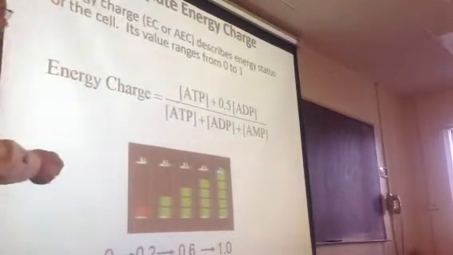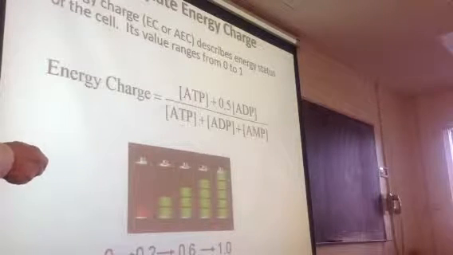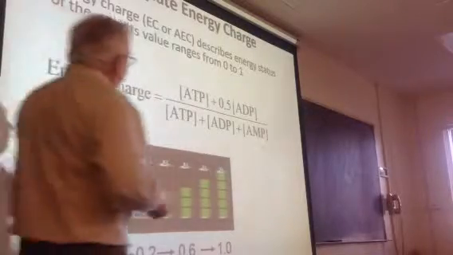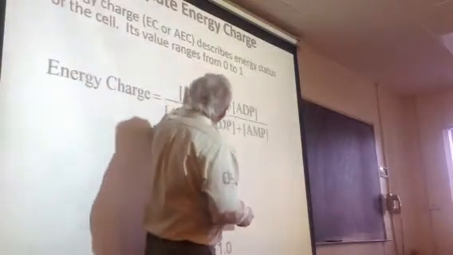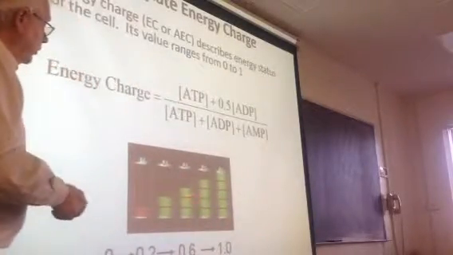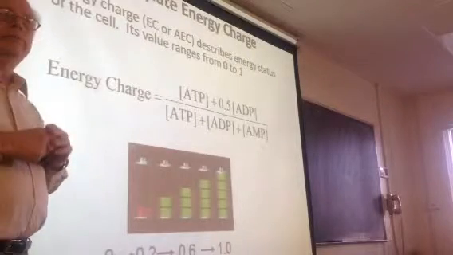As you start phosphorylating and converting, eventually you'll reach a point where if it's all in the ATP form, that would be 1 over 1, so energy charge would be 1. So you can think of it as like a battery status indicator.